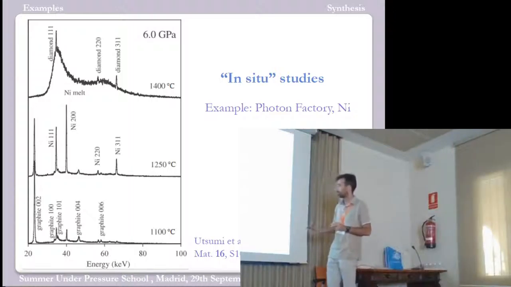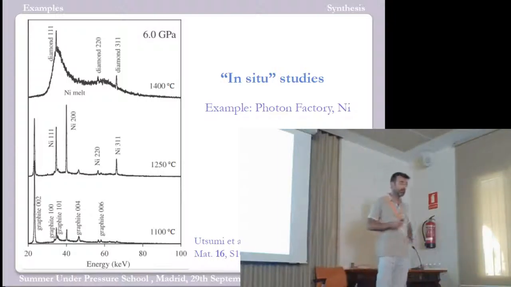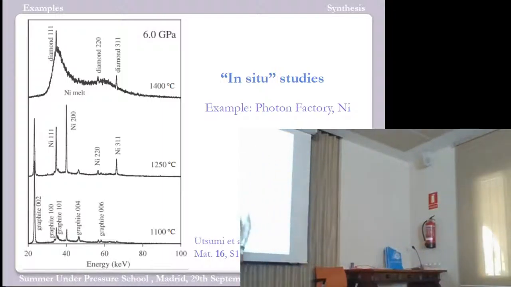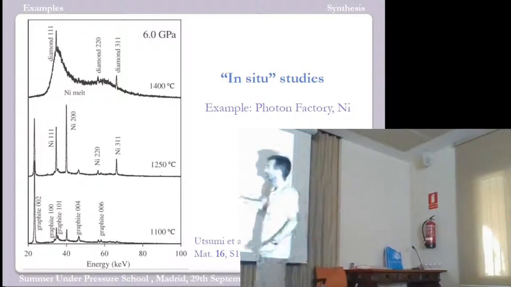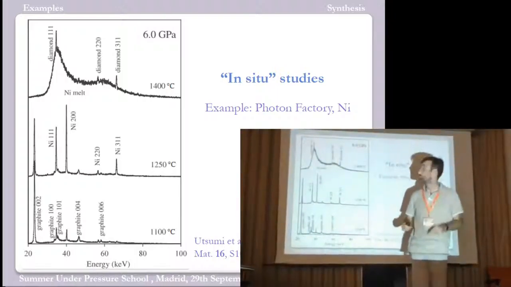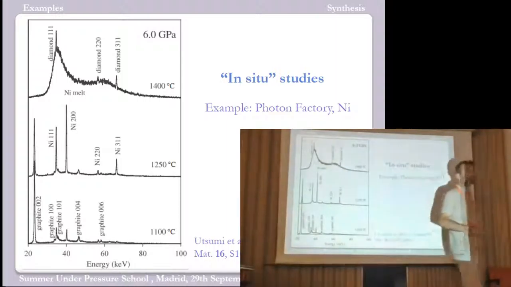As an example, I have looked in the bibliography at this work by a Japanese group, where they have prepared diamonds from a graphite nickel mixture. Here you have the graphite peaks, and at 6 GPa you have graphite and nickel peaks here. If you go to 1250 degrees, you can see that peaks from the catalyzer, from nickel, are growing just because of temperature. And if you increase temperature just a little bit, nickel melts, and at this very moment you observe the formation of diamond.